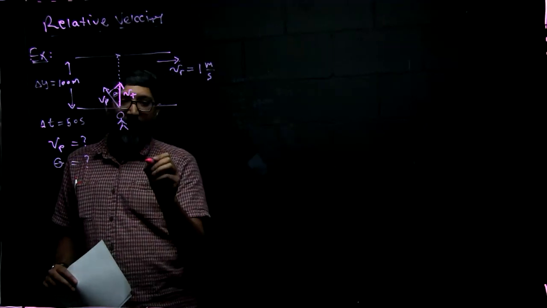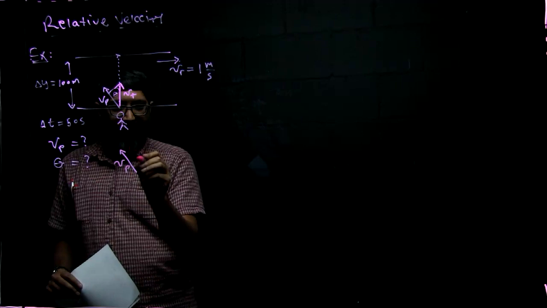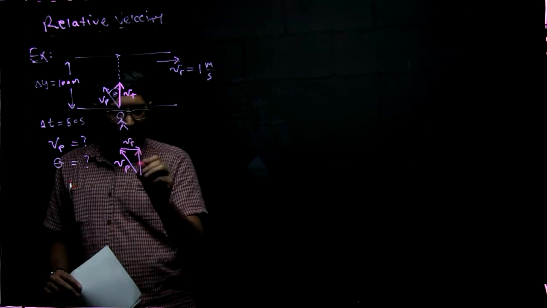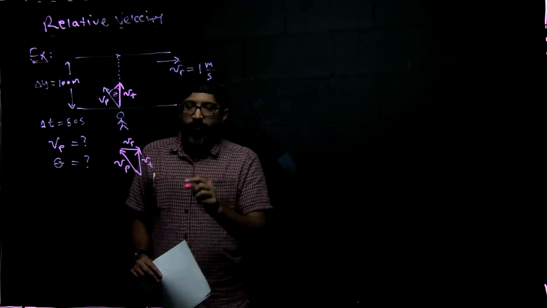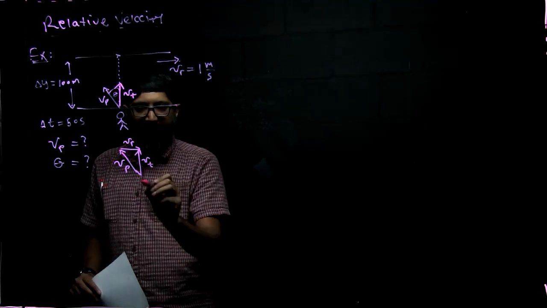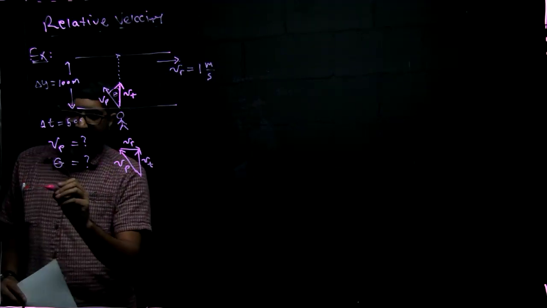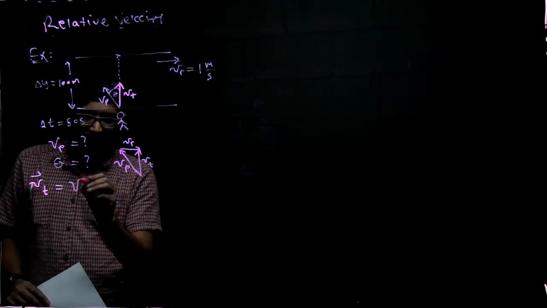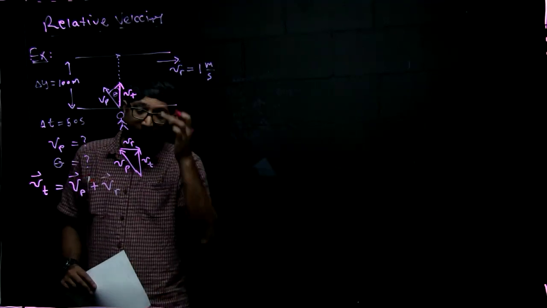So graphically, the relationship between these three vectors is that we have V Phelps this way, we have V river this way, and we have V total going straight up. So V Phelps plus V river, notice these are tip to tail, must give you the total velocity. So if I write that as a vector equation, I have V total vector equals V Phelps plus V river.